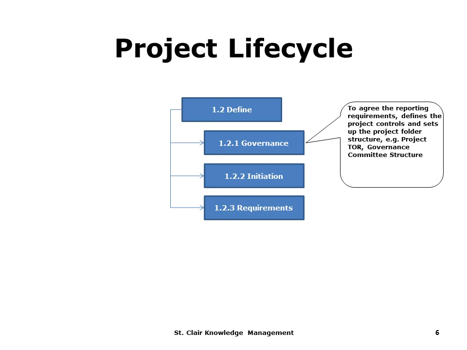Now, within define, the subfolders we've got here are governance, initiation, and requirements. In the governance section, for instance, the text here says: to agree the reporting requirements, define the project controls, and set up the project folder structure. So you may have a terms of reference document in the governance subfolder. You may have information about your committees, your project structure, your project board, the roles and responsibilities. Those are the sort of things you can have within governance.